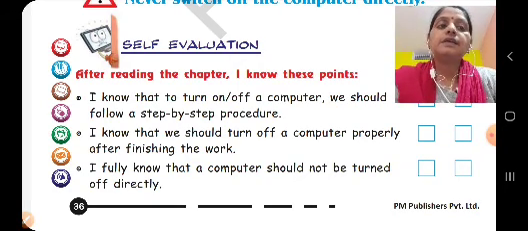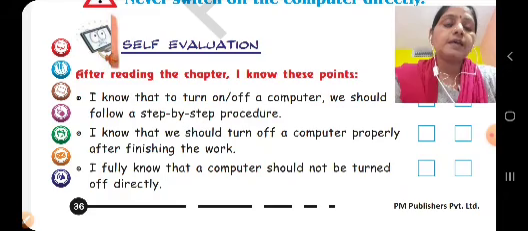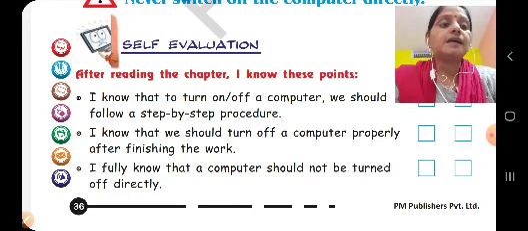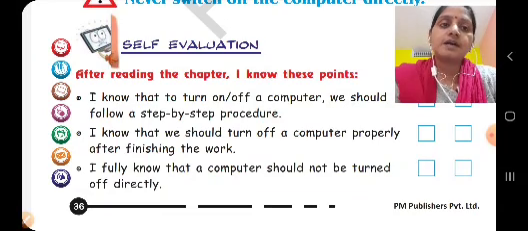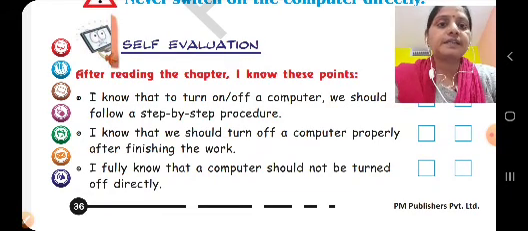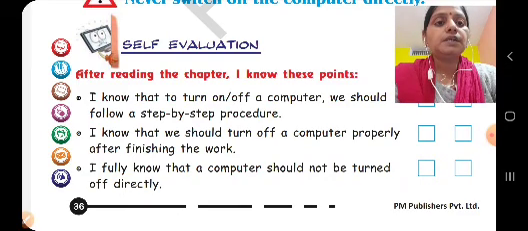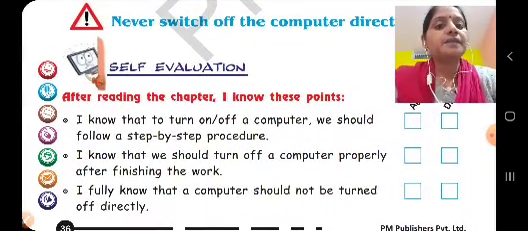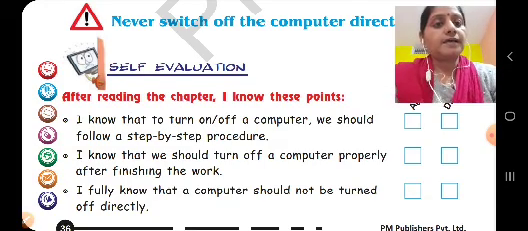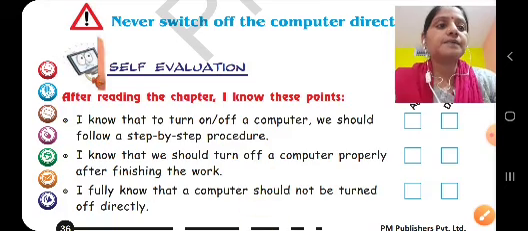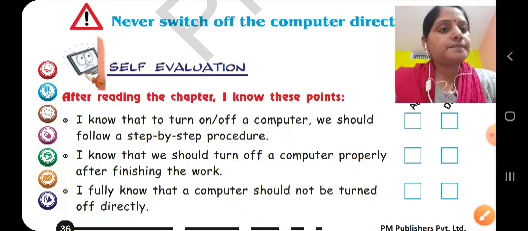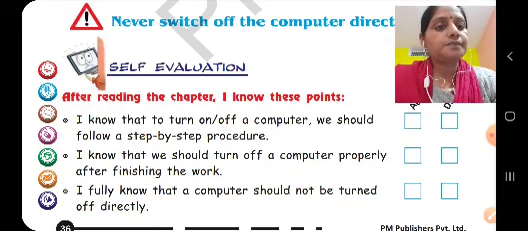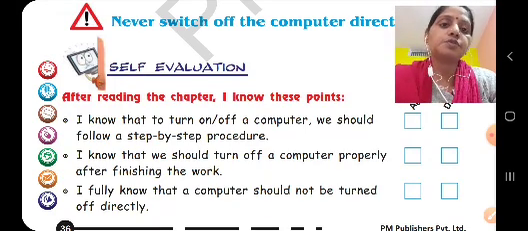So children, we understood from the chapter that अगर हमें कंप्यूटर को ऑन करना है या ऑफ करना है तो हम डायरेक्टली नहीं करेंगे, बल्कि हम स्टेप बाय स्टेप प्रोसीजर से हम कंप्यूटर को ऑन और ऑफ करेंगे. Then second step, I know that we should turn off a computer properly after finishing the work. Children, हमारा काम जैसे ही कंप्यूटर का ख़त्म हो जाएगा, हमें अपने कंप्यूटर को properly ऑफ करना है. So children, properly ऑफ करने का मतलब है we will go by step by step procedure. मतलब step by step procedure से हम कंप्यूटर को ऑफ करेंगे.